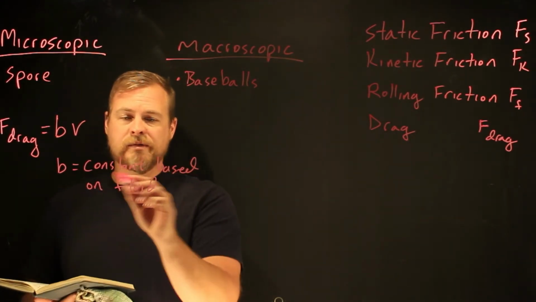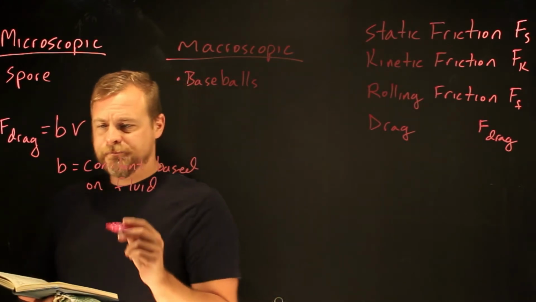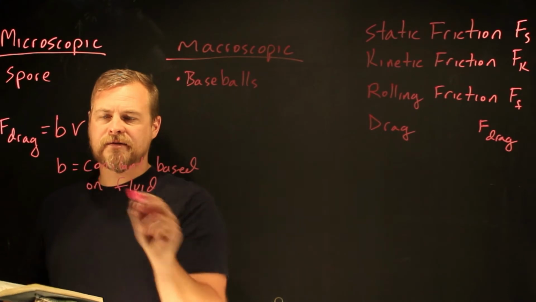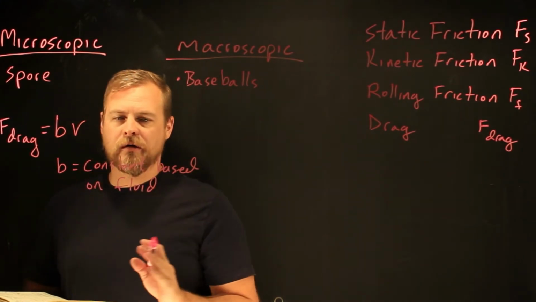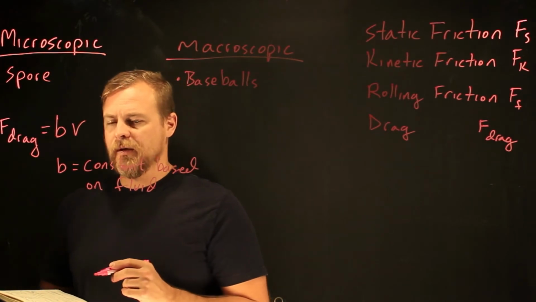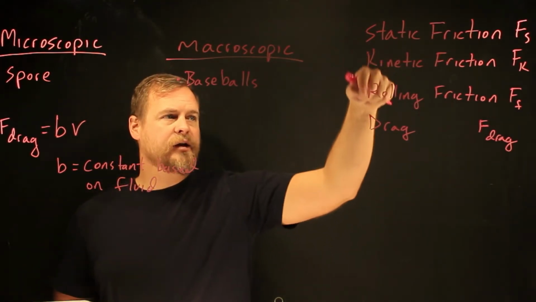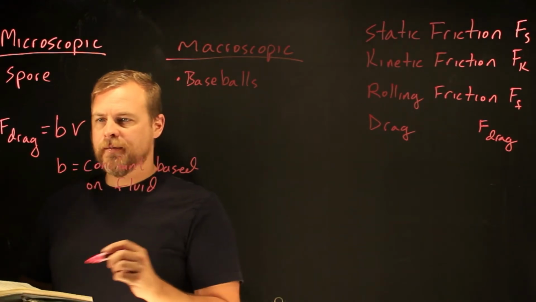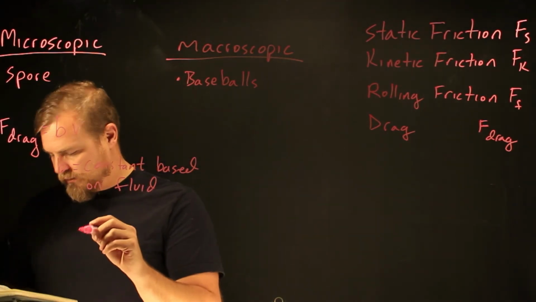It really depends on what it is you're talking about. The state of the fluid, it could be a gas or a liquid. This constant is going to be different given all those different criteria. It's very similar to mu when it comes to static, kinetic, and rolling friction. It's based on the materials. Well, this is going to be based on the fluid. And then V is your velocity.